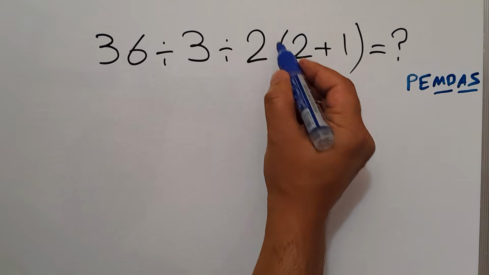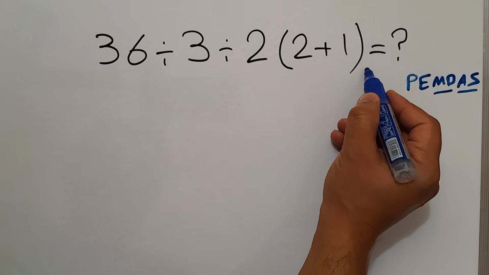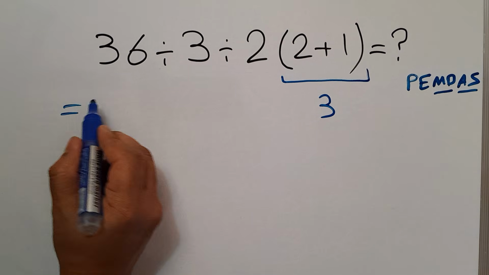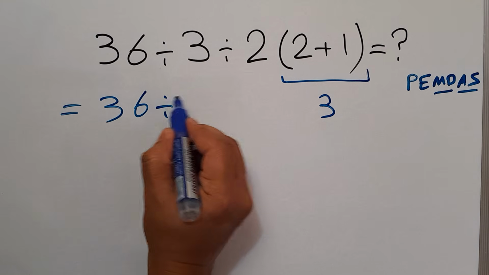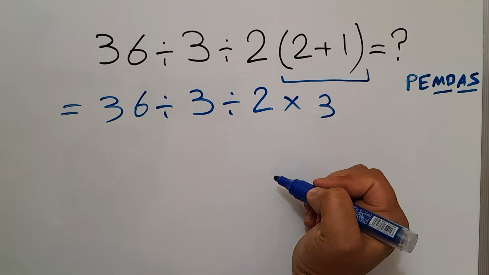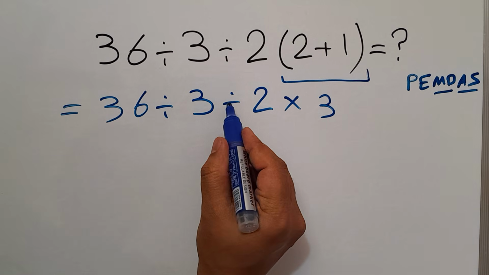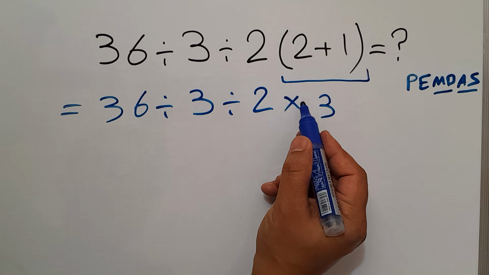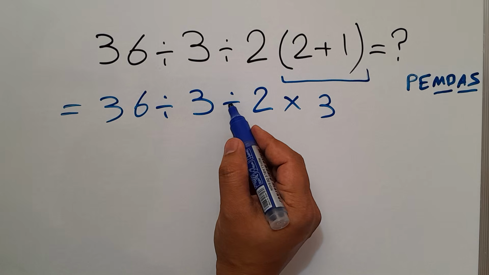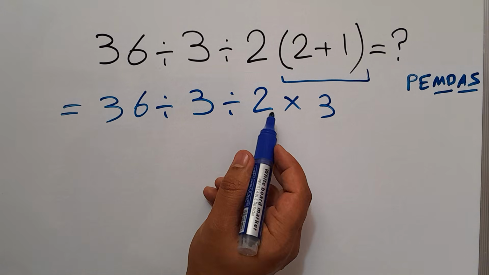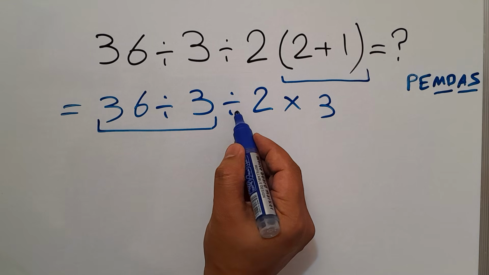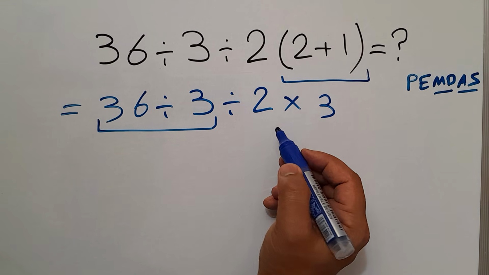So here first we do these parentheses, 2 plus 1 equals 3. So our expression equals 36 divided by 3 divided by 2 times 3. Now we have 2 divisions and 1 multiplication. As we know, multiplication and division have equal priority and we have to work from left to right. So first this division, then this division, and finally this multiplication.